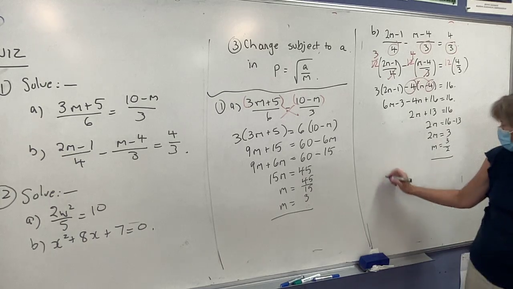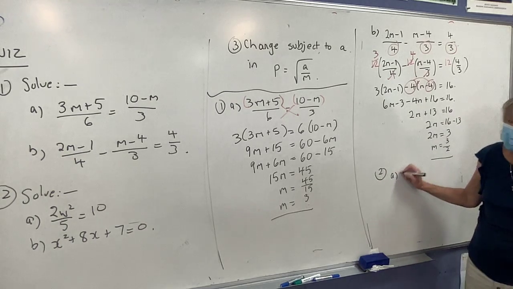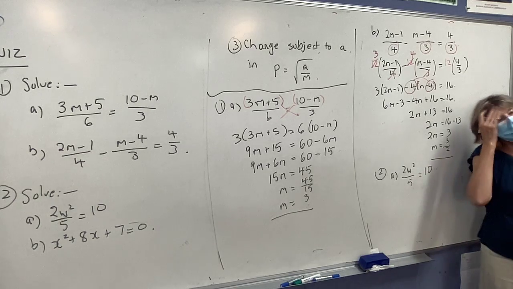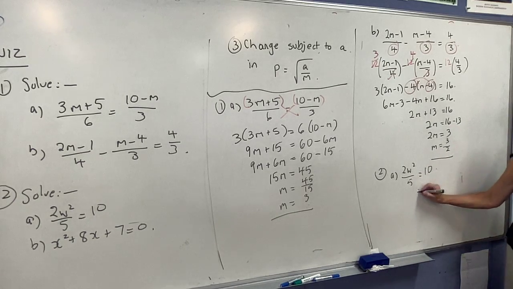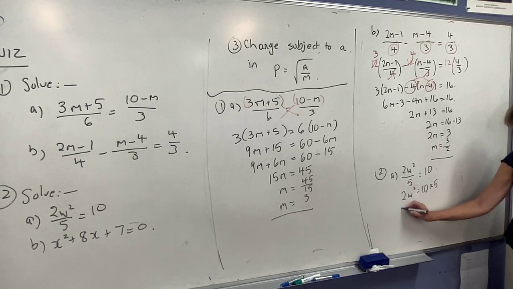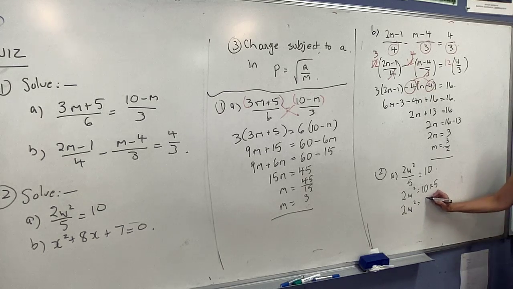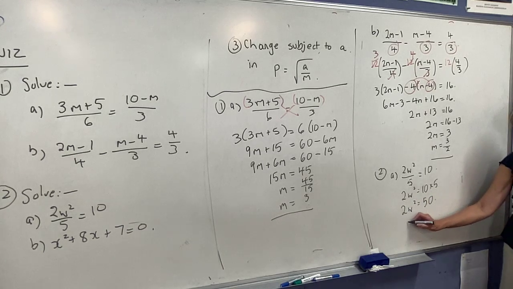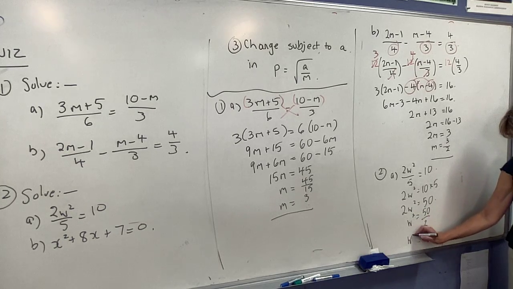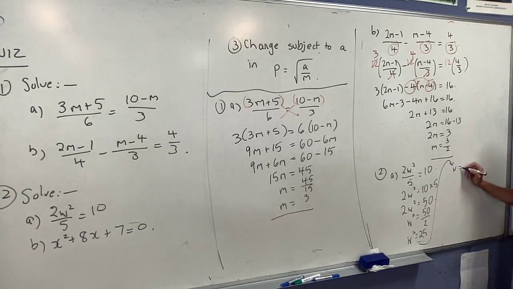Okay, looking at number 2A. All right. What do we do, Zach? So it'd be 10 times 5, and on the left, 2w squared. Continue. And then 2w squared equals 50. Keep going. And then you do 50 over 2, so w squared equals 25. And then you do w equals the root of 25.